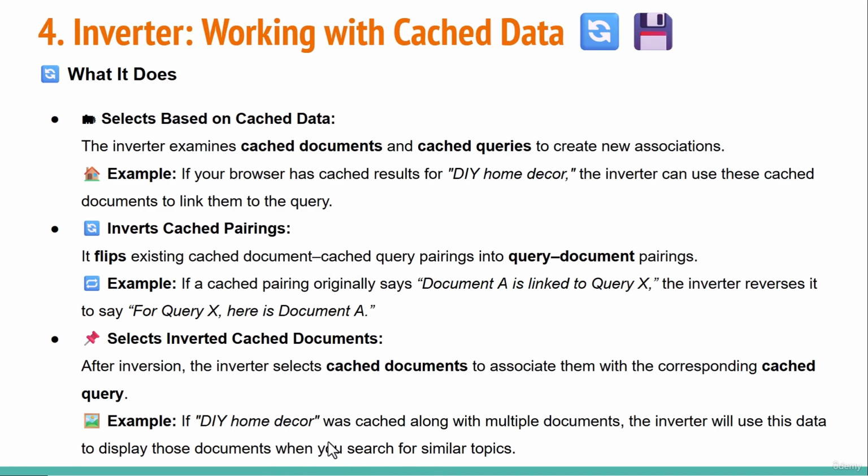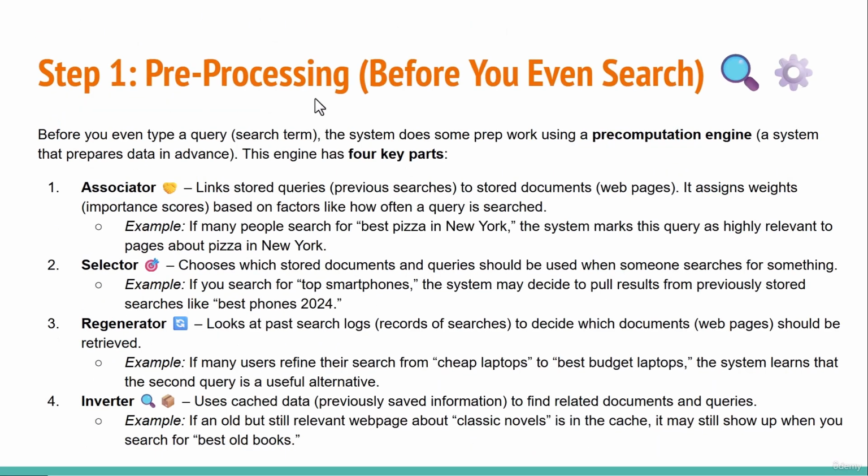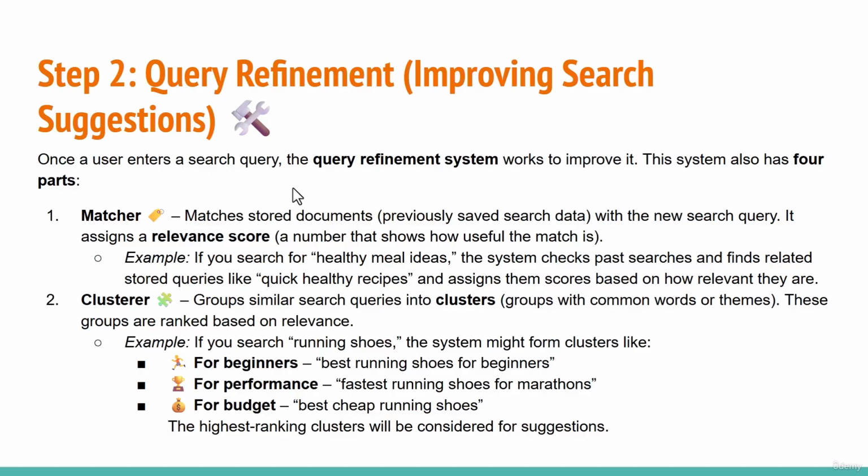For example, if you searched for DIY home decor and it was cached with other documents, when the inverter uses the data, it will show you all those documents that were cached at that time, even if you search for something similar. Pre-processing. When you search for a query, the system prefers using the pre-computation engine. This engine has 4 parts: the associator and the selector. Once all the old data is stacked up, query refinement occurs.